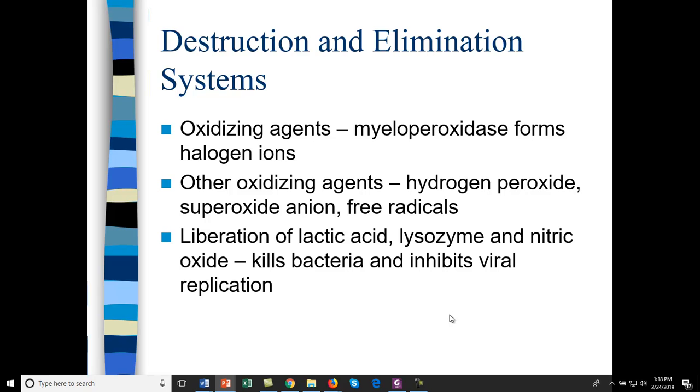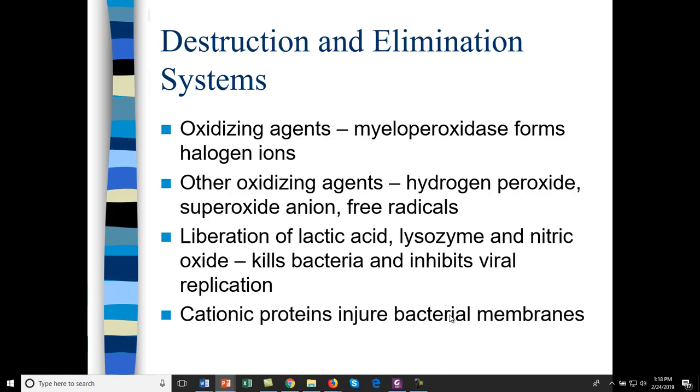Okay, and then also liberation of lactic acid, lysozyme, which breaks down peptidoglycan, and nitric oxide, which are antibacterial, and these also inhibit viral replication. And then cation proteins, remember, bacterial membranes are anionic, so if you have a cation protein, that's going to disrupt the membrane. And then finally, exocytosis.